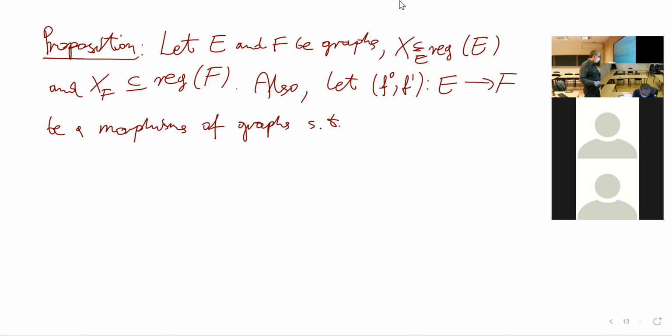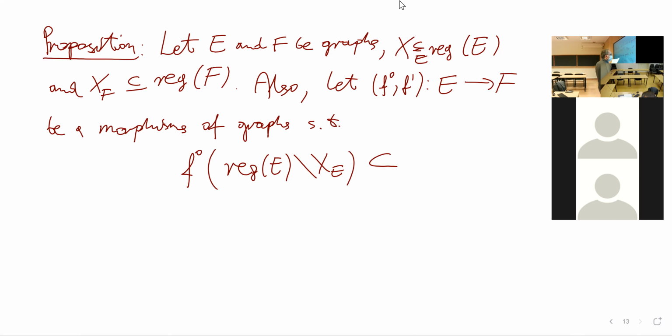such that there is just one crucial condition satisfied. You have to map Y into Y, okay? So F0 of regular vertices in E less XE must be contained in regular vertices of F less XF. Otherwise, formulas will not make sense, okay? Then the assignments.